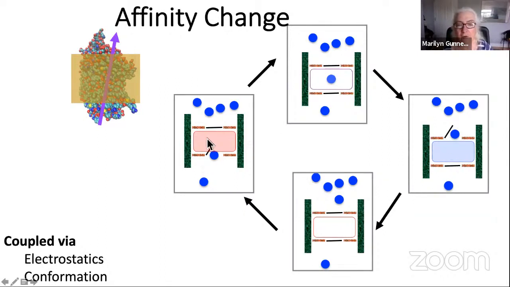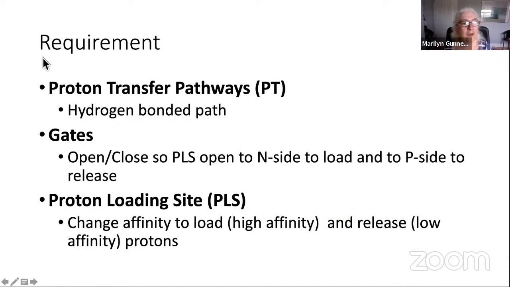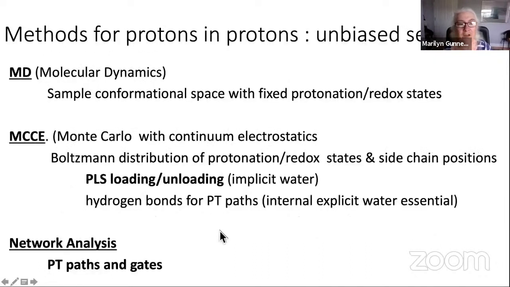And this is how you can thermodynamically drive, say, "Come on in, the water's great," and "Oh my God, no, you want to leave." So as long as the gates and the proton affinity are synchronized, you're cool. So there are proton transfer pathways that are hydrogen bonded networks that use Grotthuss, there are gates that open and close, and very often dehydration events that remove waters, and there are proton loading sites that change their affinity.